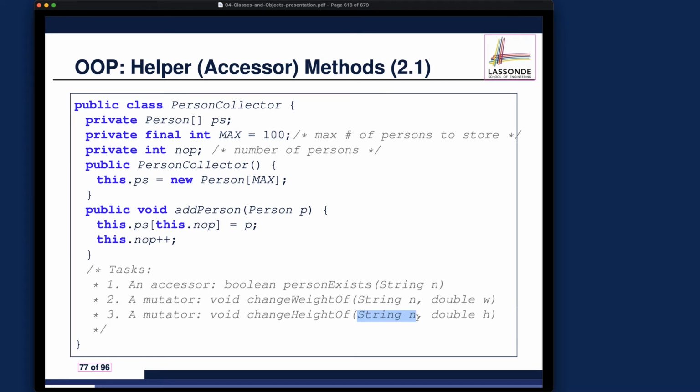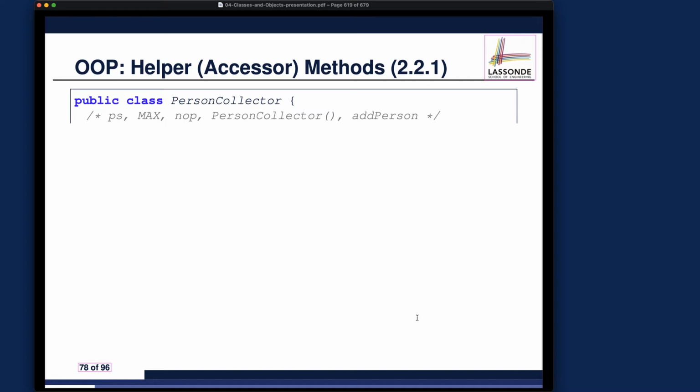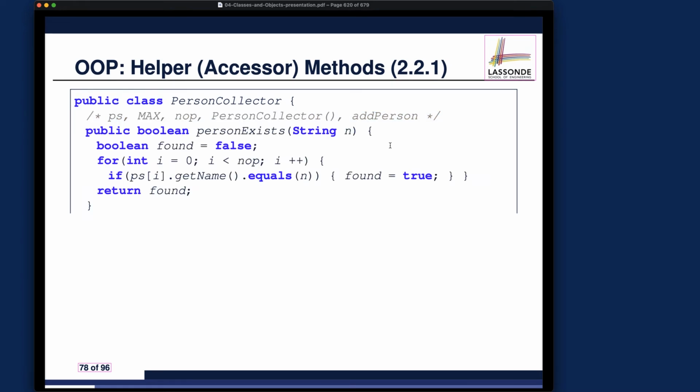Okay, let's look at the version without the helper method, meaning that we got lots of repetition. Let's say we got person collector. Here I'm just omitting all the attributes, methods and constructor I just spoke about. And then let's say we got one accessor method here, simply checking to see if a particular person exists. For this one, it's more like an existential property we are checking, so we have to initialize a flag to see if we have found the person yet.